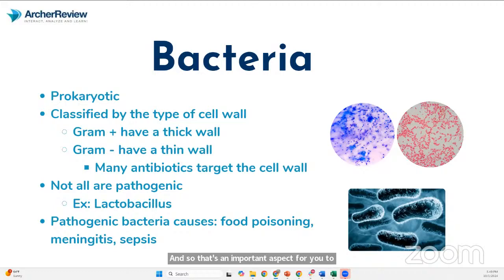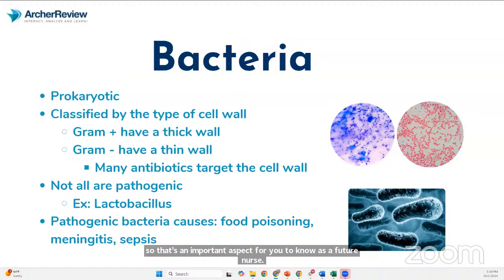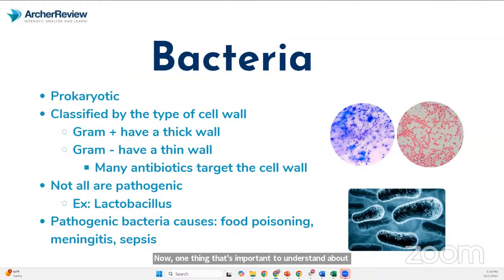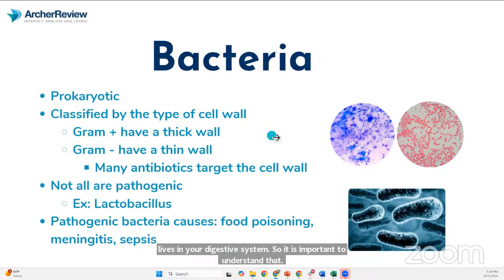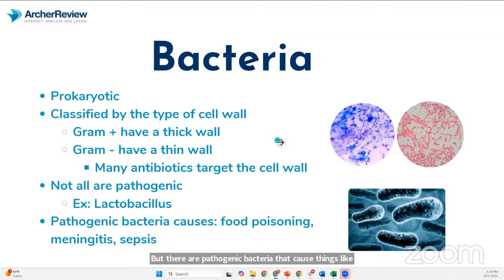Now, one thing that's important to understand about bacteria is not all of them are pathogenic. Not all of them are bad. Lactobacillus, what you find in yogurt, is actually very good bacteria that helps balance out the bacteria that lives in your digestive system. So it is important to understand that. But there are pathogenic bacteria that cause things like food poisoning, meningitis, which is an infection in the layers that protect your brain, or sepsis, which is blood poisoning.